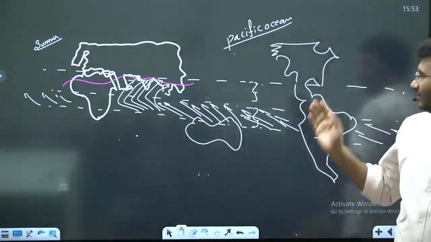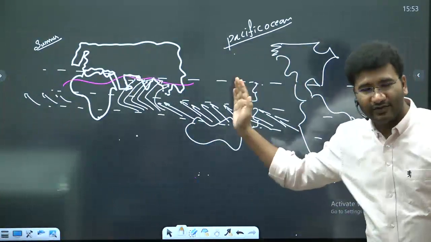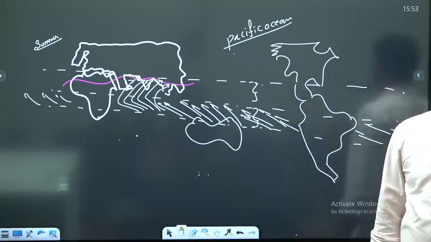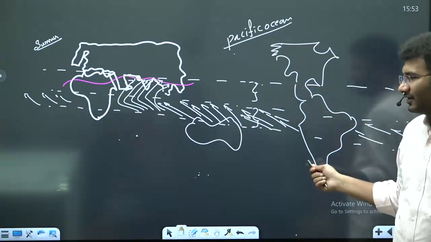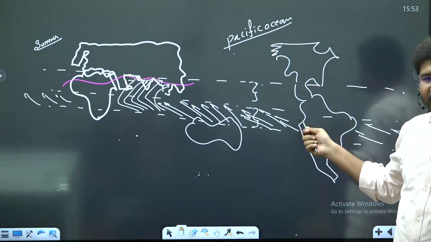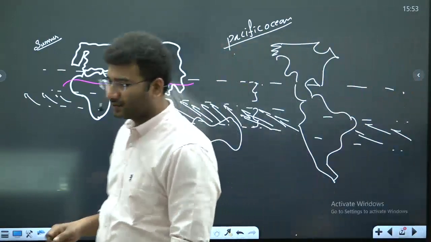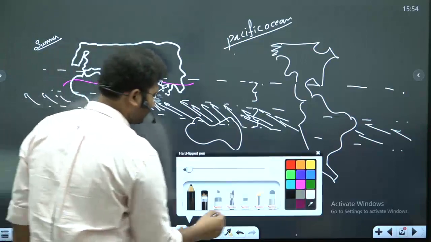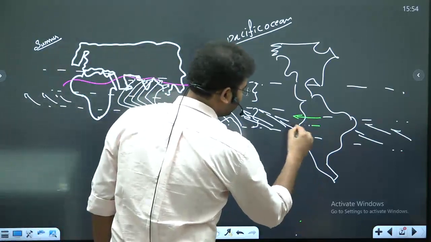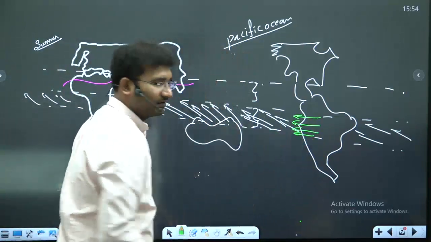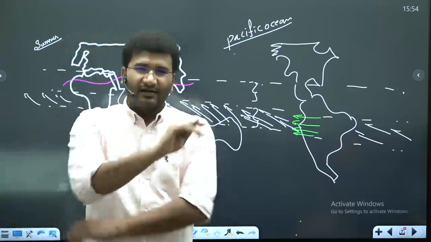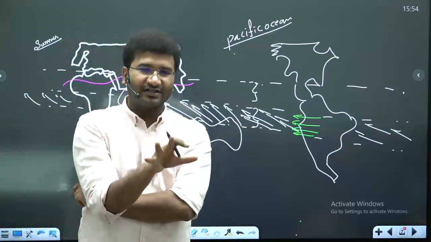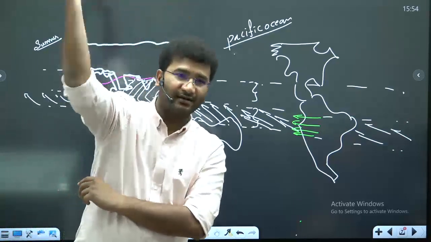That means trade winds are moving onshore or offshore on South America. This is your South America, right? On the western coast of South America, are the trade winds onshore or offshore? They are offshore winds. That means the winds are moving in this direction.